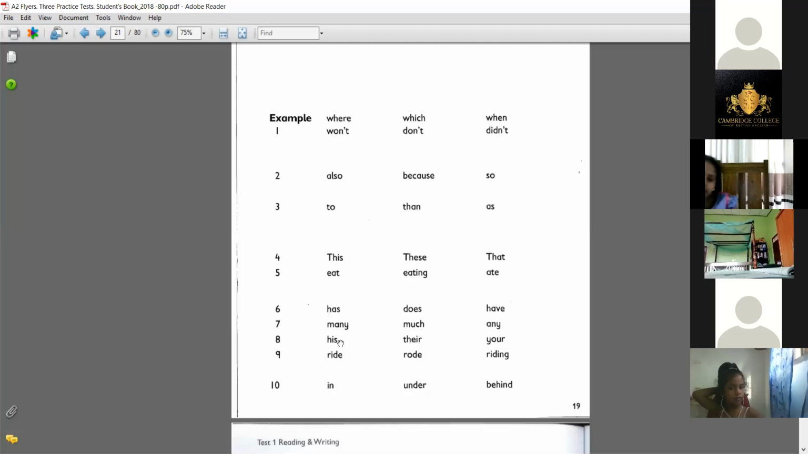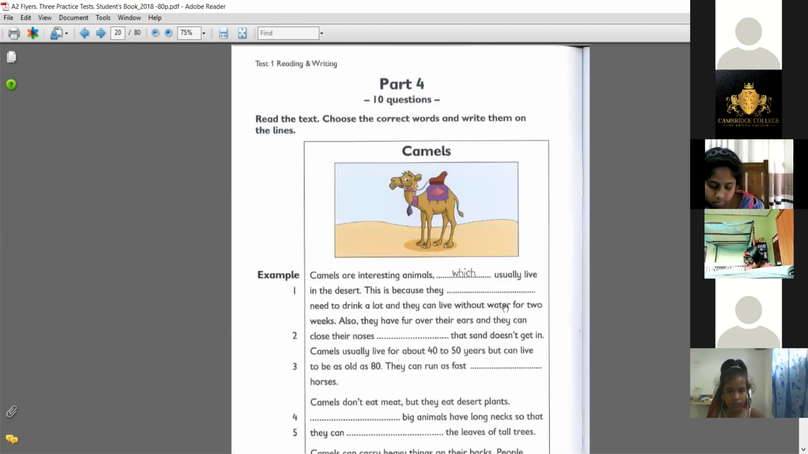Number six, has, does, and have. Has and have are used with present perfect. In the simple present tense we use do and does. Does is used with a singular form. Can you remember? Yes. Has is also used with singular forms. Have is used with plural forms.